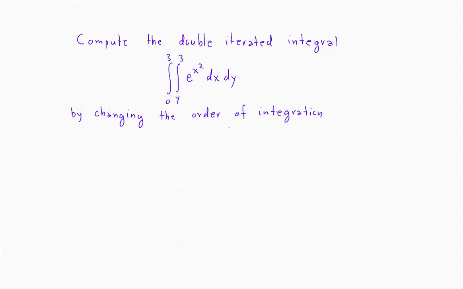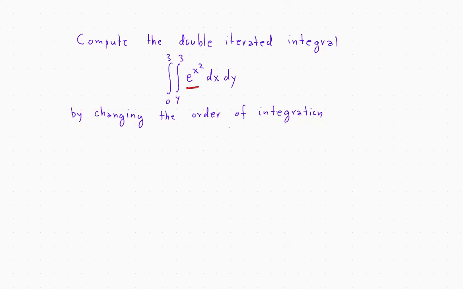So why would we want to change the order of integration for this double iterated integral? It's because if we try to perform the first integration, we will get stuck trying to figure out the antiderivative of e to the x squared. You know what? There's nothing wrong with the antiderivative of e to the x squared. It perfectly exists. It's just that we don't have a formula for it. So we would have trouble completing the integration.